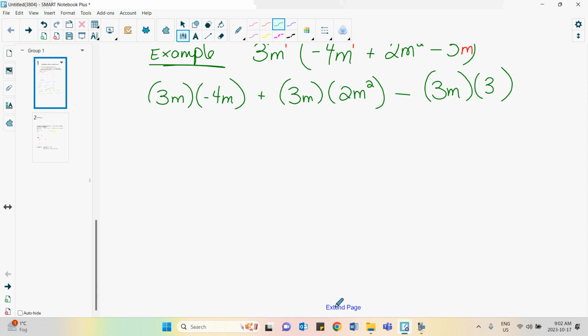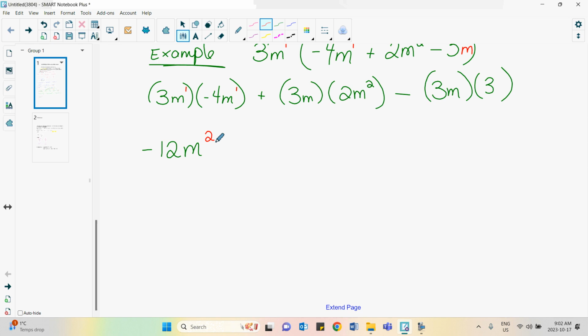Okay, so now we're going to multiply. What's 3 times negative 4? Negative 12. But we're not done. We have m times m. And remember those had invisible exponents of 1s on them? So what's the law if they have the same base of m, when we're multiplying, law number 2? What do we do to the exponents? We add them together. So we're going to keep the base of m, and we're going to add those exponents together. So 1 plus 1 is 2.